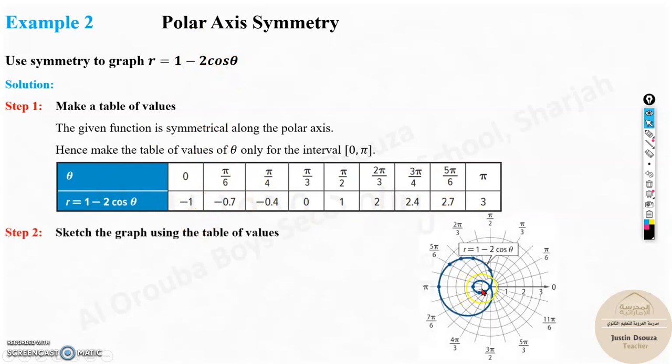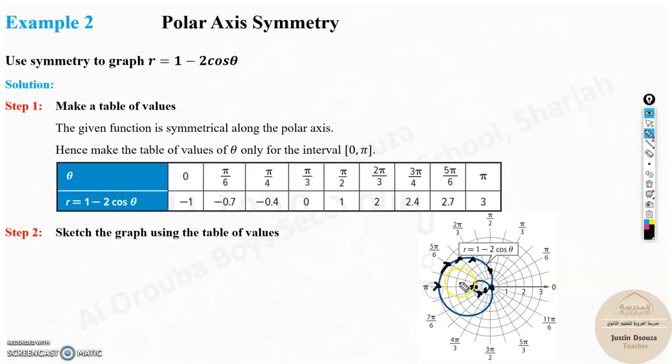Now sketch the values over here. Let us start sketching with 0. Now where is the 0 angle? Over here. What is the value of r? Minus 1. So when theta is 0, don't go to the right side, it's minus 1. So this is the first point. Next, pi by 6 is over here. Now it's minus 0.7. Instead of this direction, you go in the opposite direction, minus 0.7. In the same way, pi by 4 is over here, in the middle. Go in the opposite direction. Now pi by 3 is over here, but r is 0. Then you have pi by 2 as 1, and you can plot the remaining points.